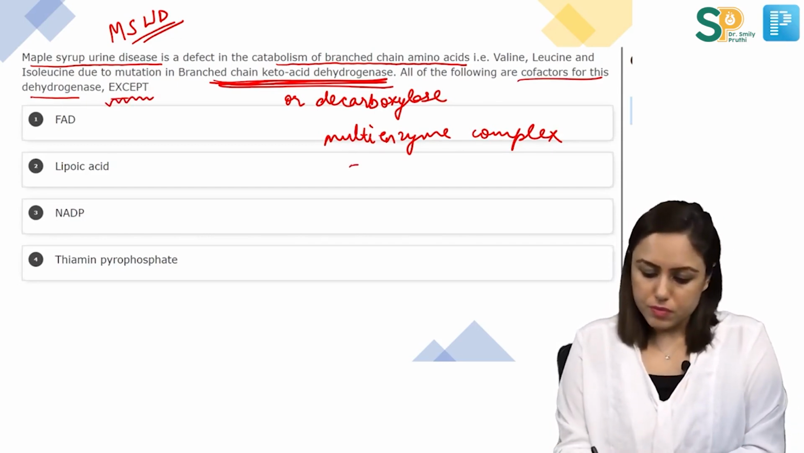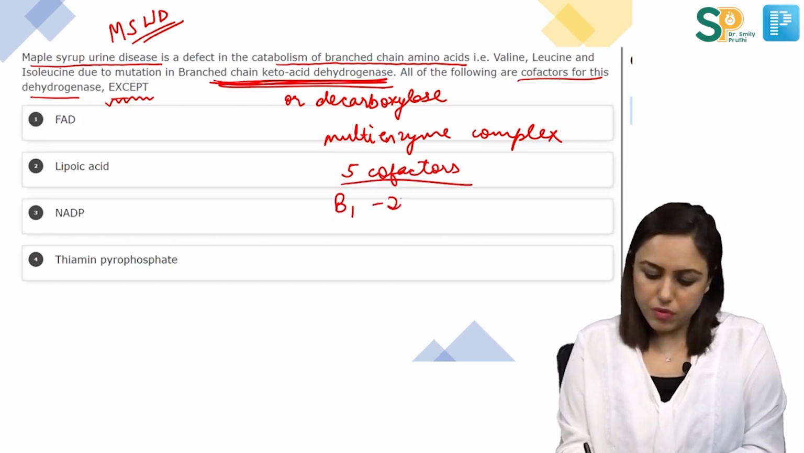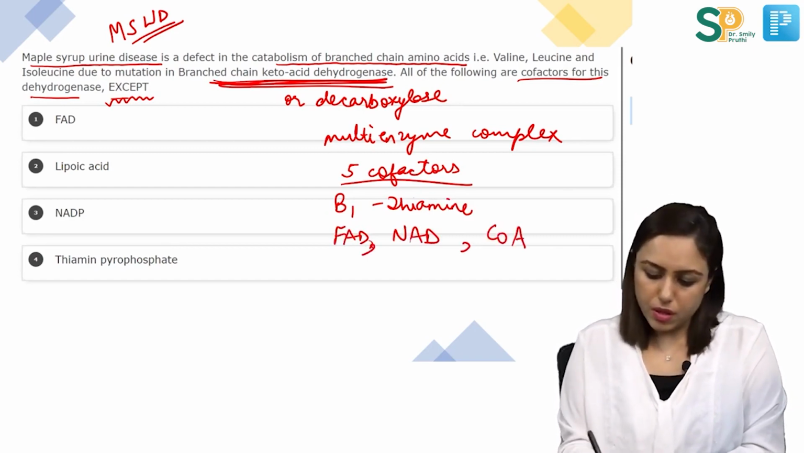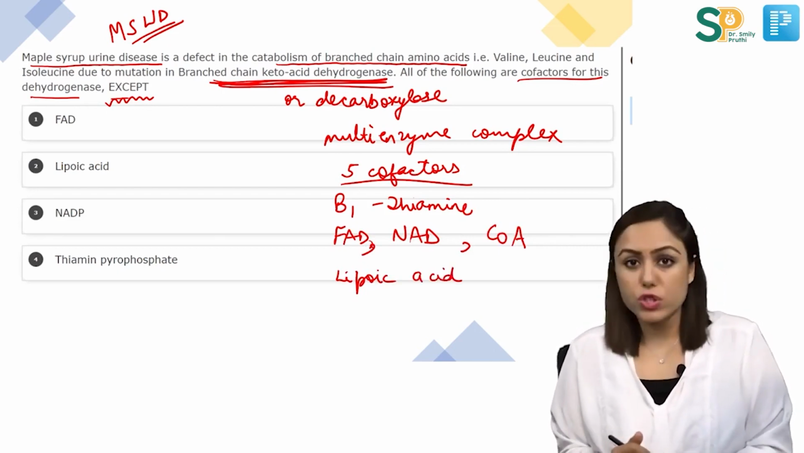So, 5 cofactors are required for this enzyme. They are vitamin B1, that is thiamine, then FAD, NAD, coenzyme A and lipoic acid. So, these are required. Which is not required, that is the question.